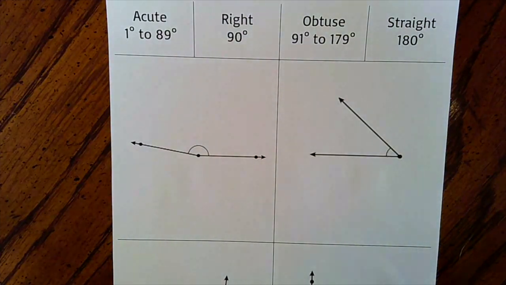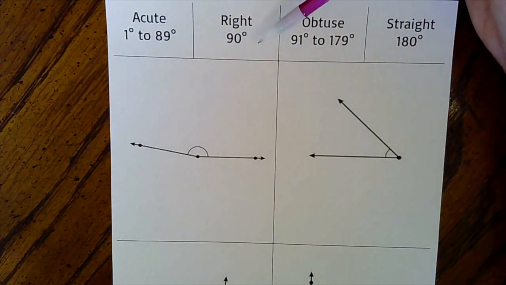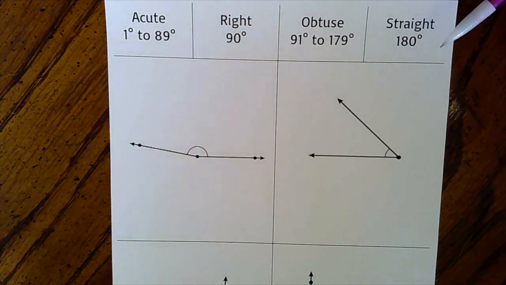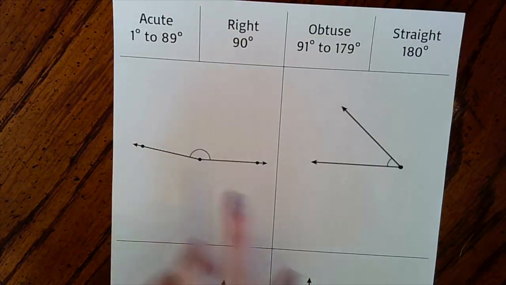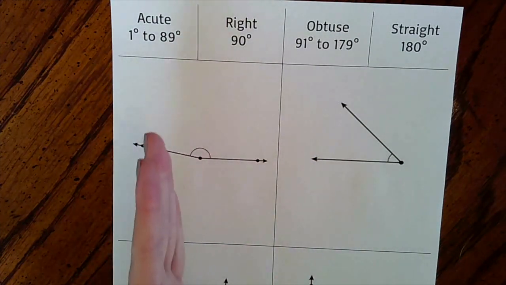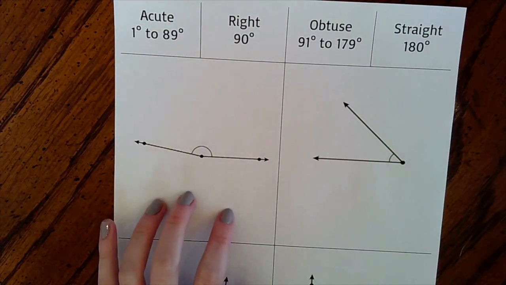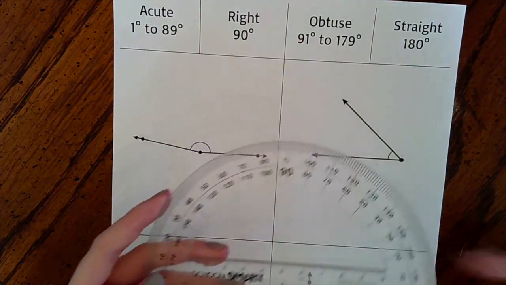I want to remind you the different degree measurements for each type of angle. Acute angles are 1 degree to 89 degrees. Right angles are exactly 90 degrees. Obtuse angles are 91 degrees to 179 degrees. And straight angles are exactly 180 degrees. You can usually, 9 times out of 10, tell what an angle is just by looking at it. If you know a right angle is straight up, straight over, and this one is bigger than that, we know that this is an obtuse angle. But if we want to know exactly the measurement of the angle, then we use the protractor to find that.